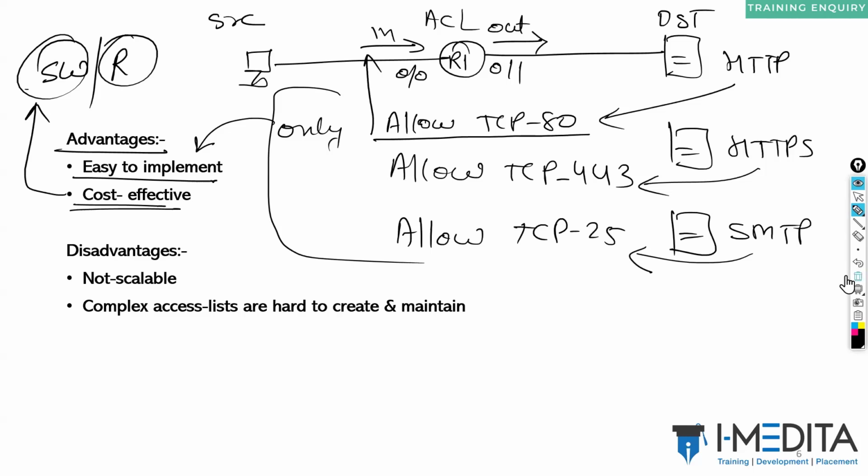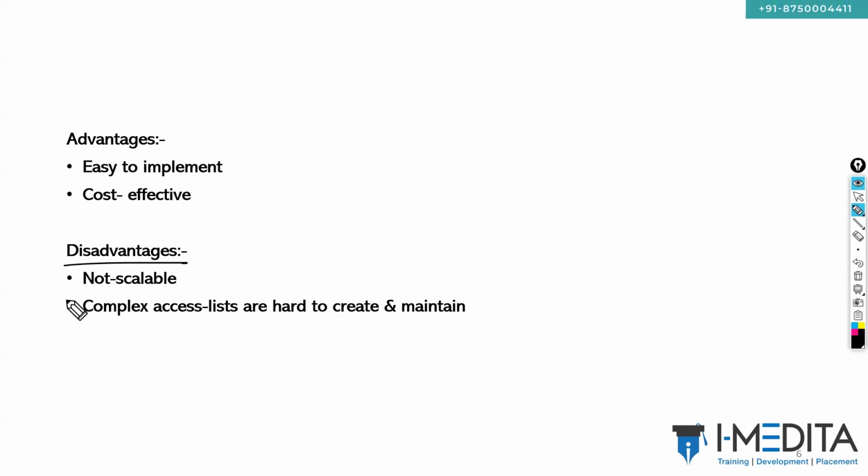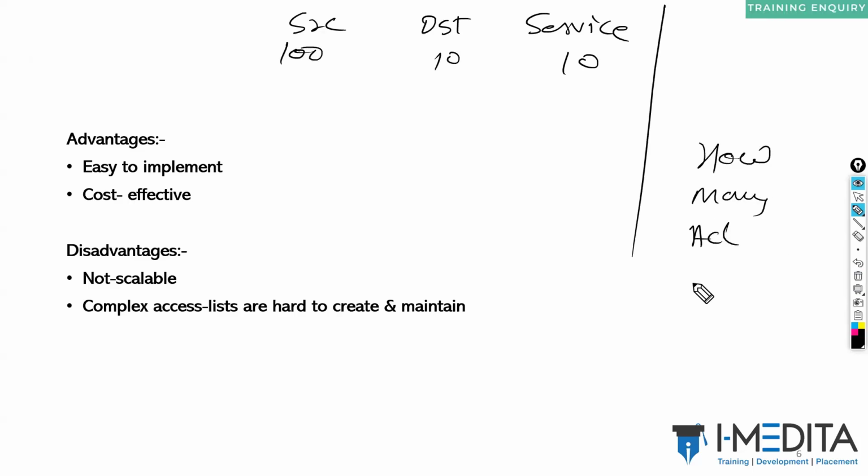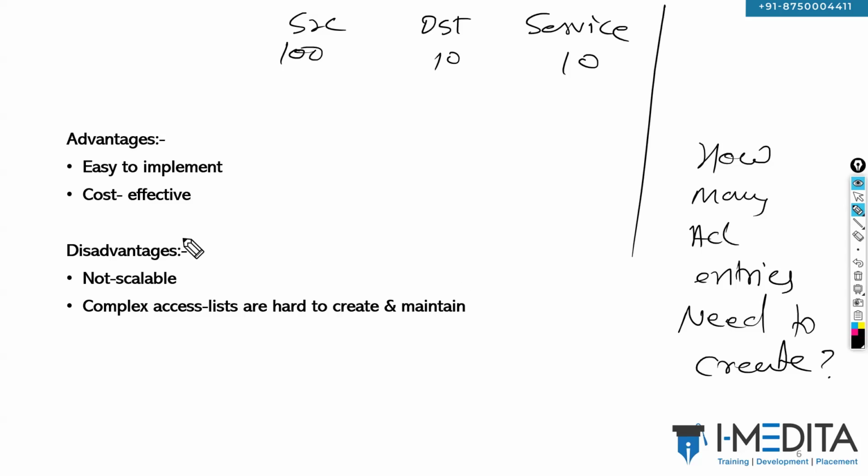But along with the advantages, it also has disadvantages, like being not scalable. So what is the meaning of not scalable? Not scalable means, if we have 100 sources, 10 destinations, and 10 services, then the question is, how many ACL entries do we need to create? The formula is to multiply sources with destinations, then multiply with services. 100 multiplied by 10 is 1,000, multiplied by 10.